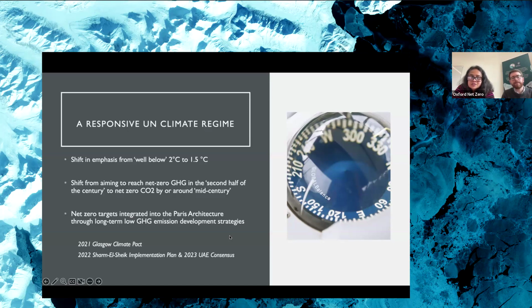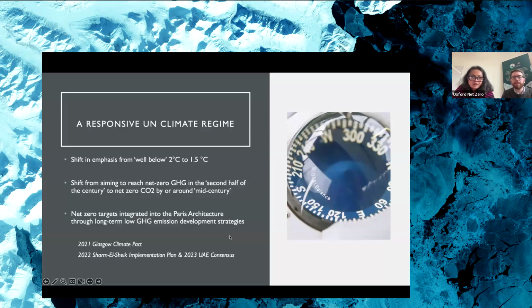The repeated emphasis today is on 1.5 degrees centigrade, not well below 2 degrees centigrade, which is, of course, something some state parties are beginning to question, given 1.5 degrees is seeming increasingly out of reach. There's also a shift in the regime from aiming to reach net zero greenhouse gases in the second half of the century to an emphasis on net zero CO2 by or around mid-century.